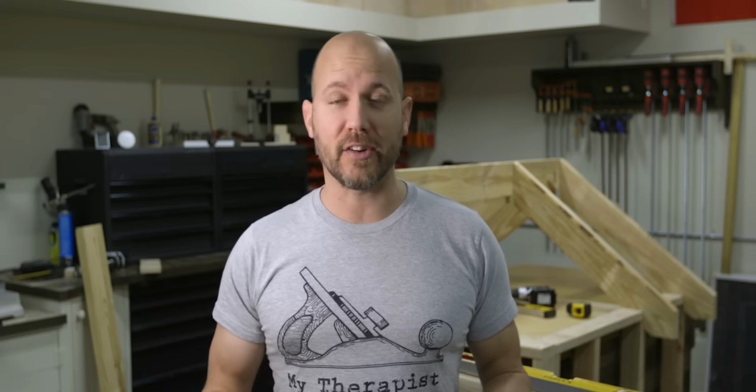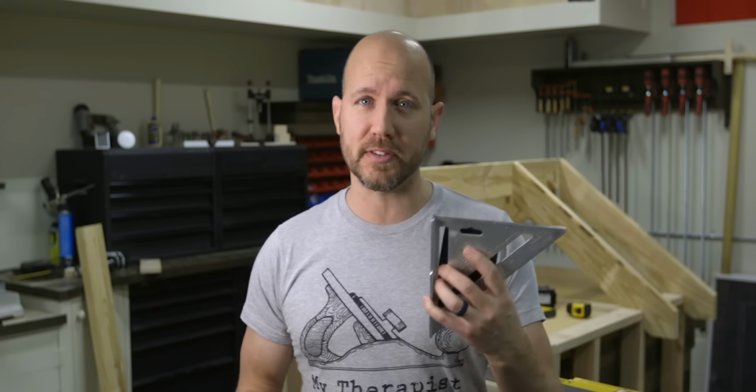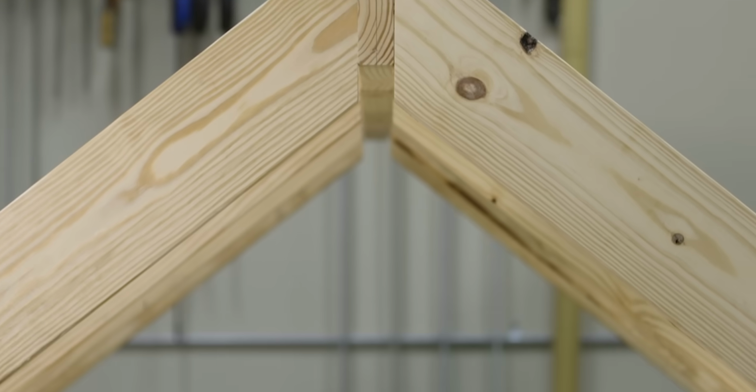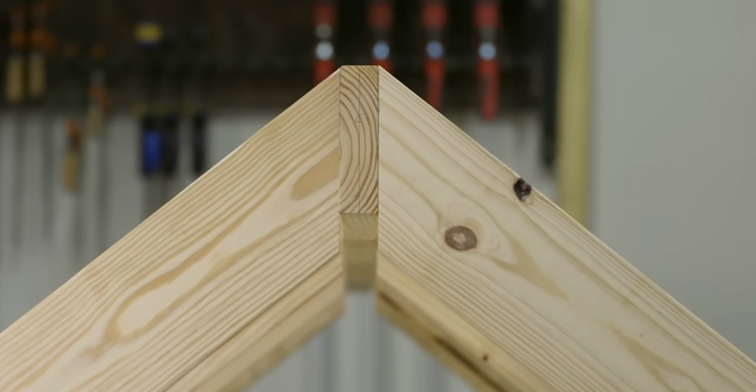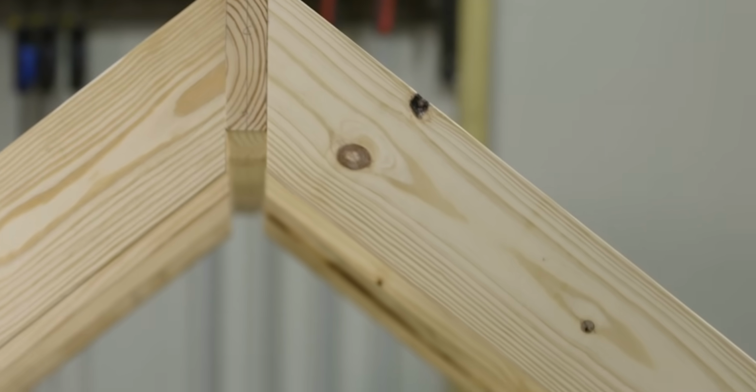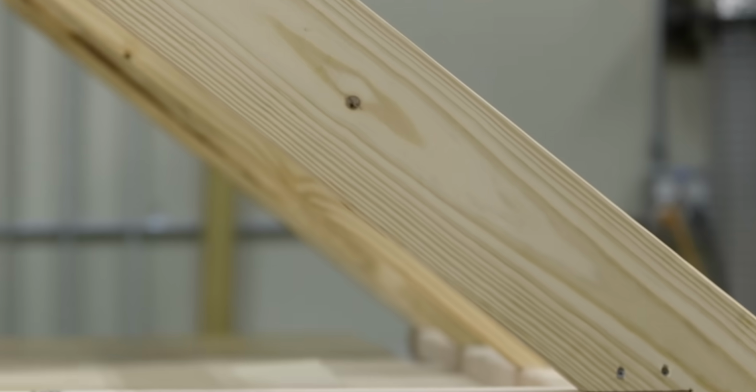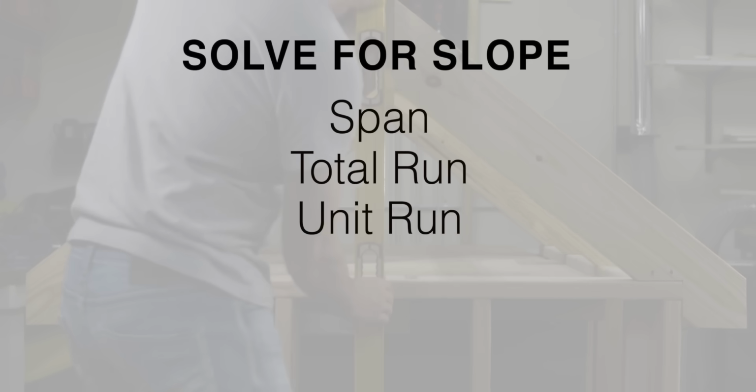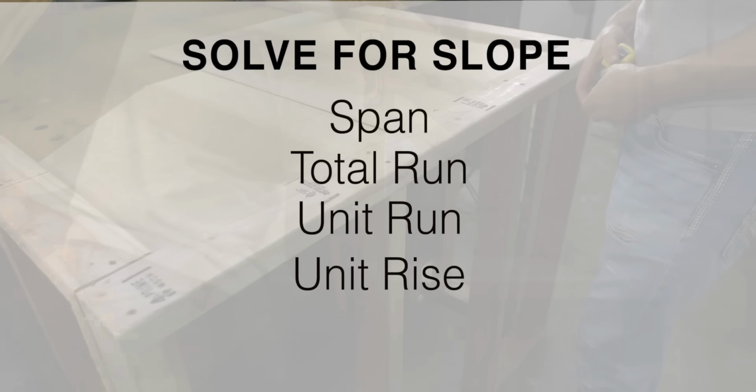Today we're learning how to lay out and cut common rafters using a speed square and a basic calculator. Gable roofs like our mock-up here are made up of common rafters, and in order to lay out those rafters, you'll need to know the slope of the roof first. In order to get the slope, you'll need to measure and understand four things: span, total run, unit run, and unit rise.